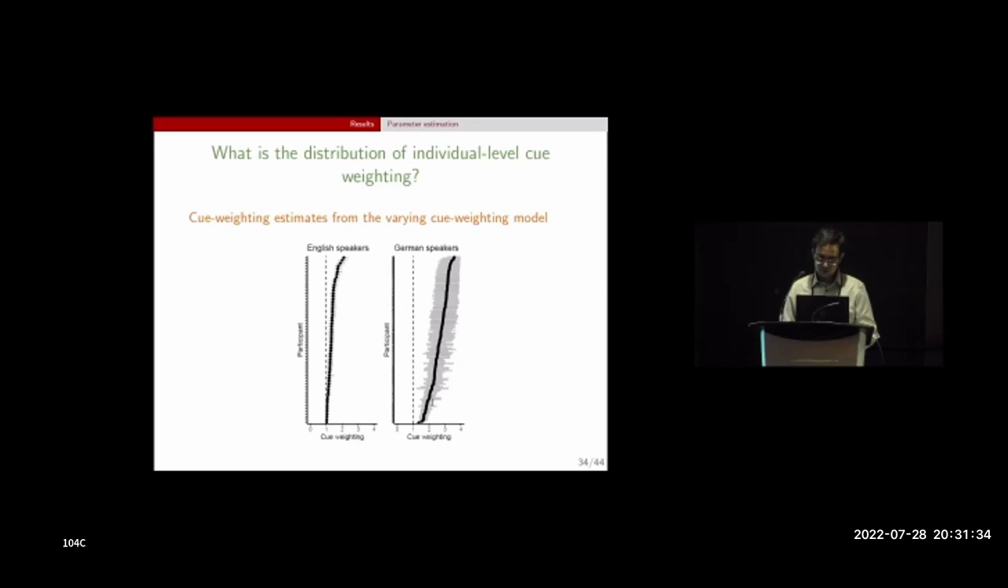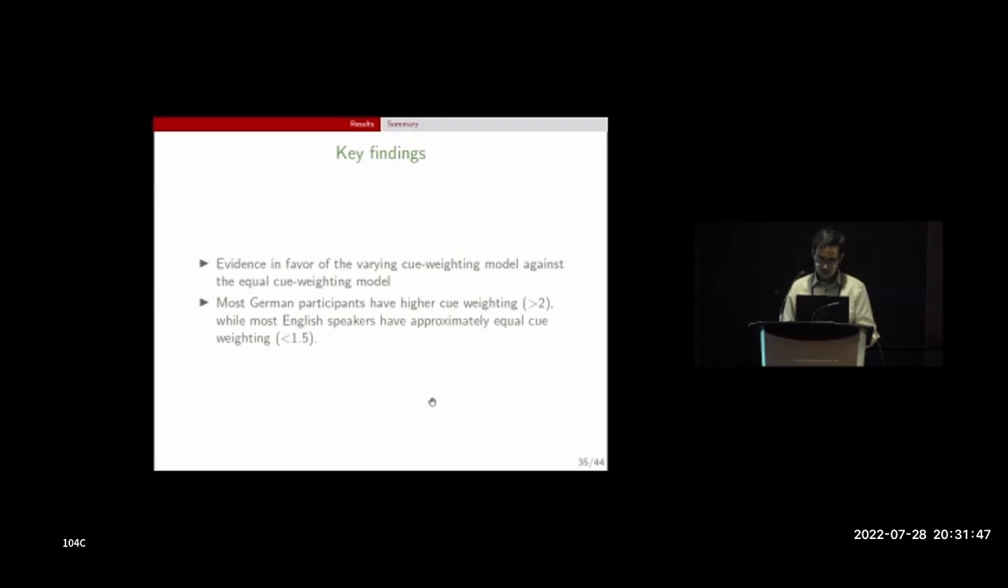And this pattern is, of course, consistent with the average behavior in this case, but it could differ widely in some cases. So what we infer from these findings is that there is evidence in favor of the varying Q weighting model, and most German participants have higher Q weighting. They give higher weights to syntactic Qs, while most English speakers have approximately equal Q weighting.